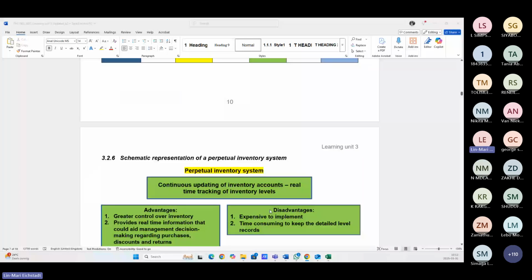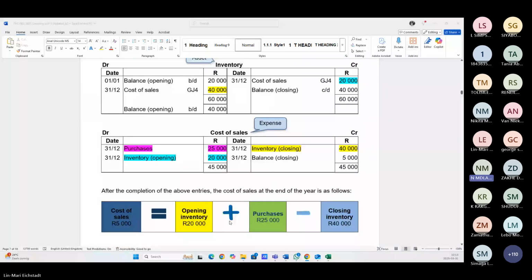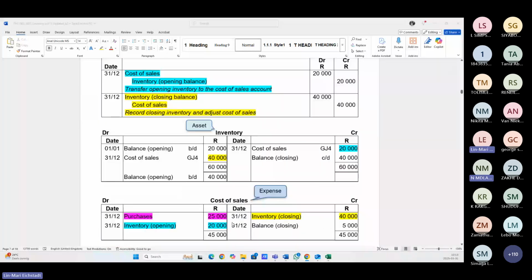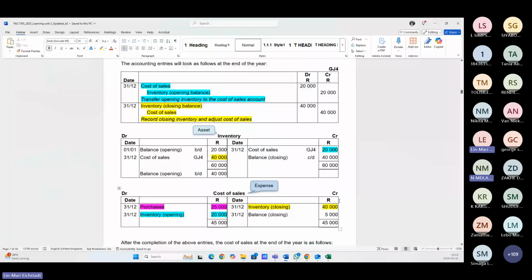Yes, go ahead. On example 3.1, page 10, the inventory on hand, which amounts to 40,000, highlighted in yellow, is inside the cost of sales account. So it also forms part of the cost of sales account.